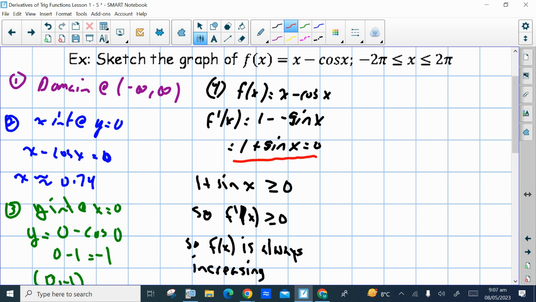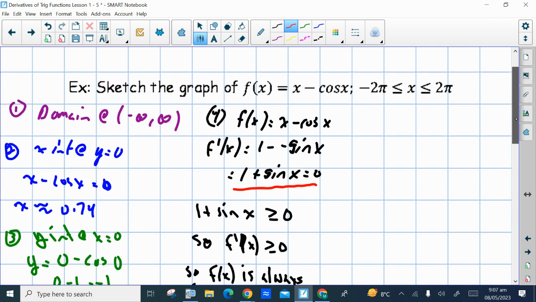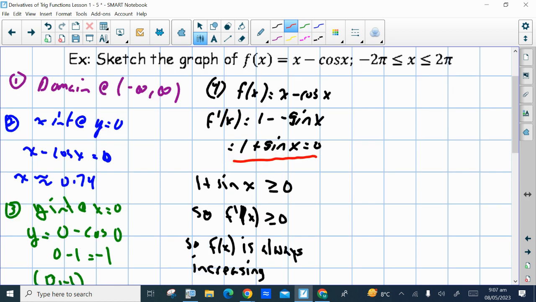So the next thing we did is we found our second derivative. I guess let's back up a second. Because it's always increasing as we go left to right, that means f at negative 2 pi where it starts is going to be a minimum, and f at positive 2 pi where it ends is going to be a maximum. Okay, so we will deal with that when we start graphing. But again, we use the second derivative to find out concavity and any points of inflection.